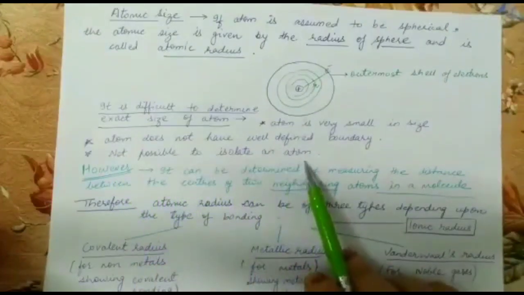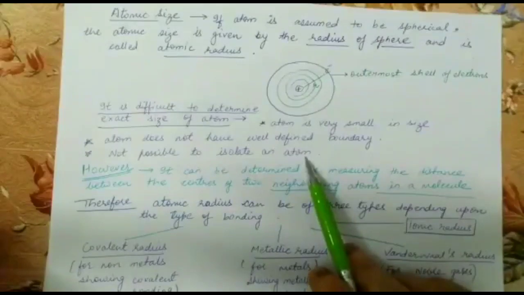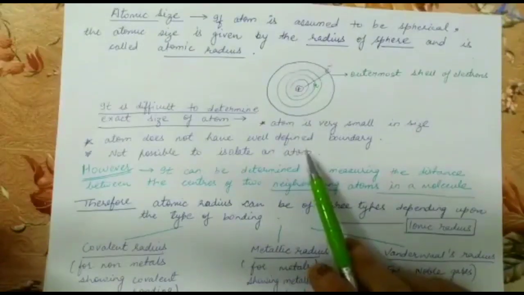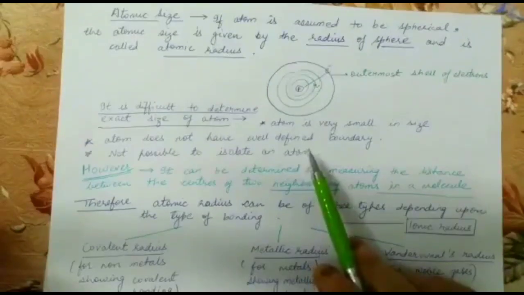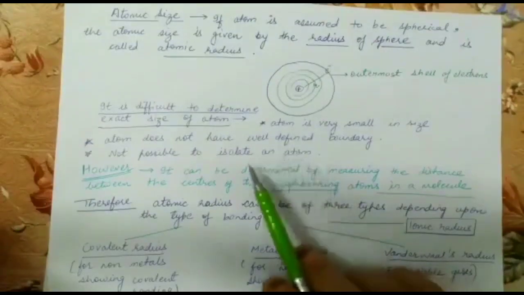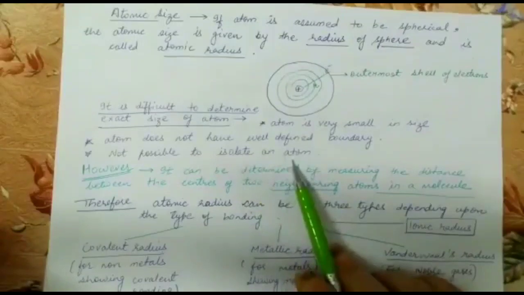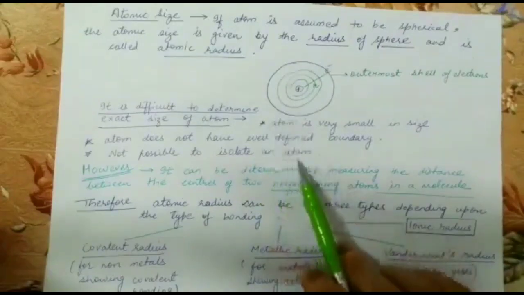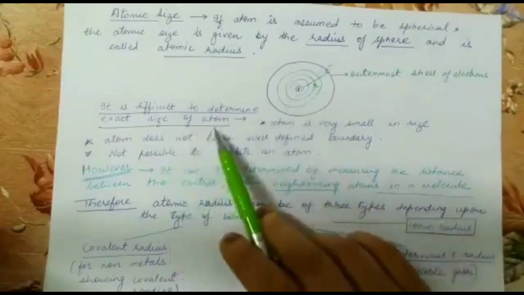We know that atoms do not exist alone. They make bonds. Atoms are more stable in the bonded state. Suppose if I want to measure the size of a hydrogen atom, it is not possible for me to locate a single hydrogen atom because hydrogen is more stable in the form of H2. So we do not find an isolated atom, we find a bonded atom. So it is not possible to measure the exact size of an atom.